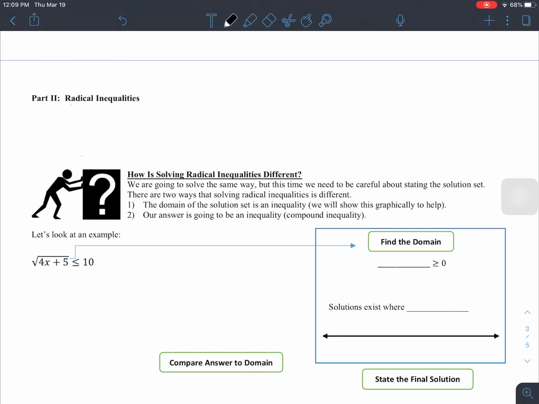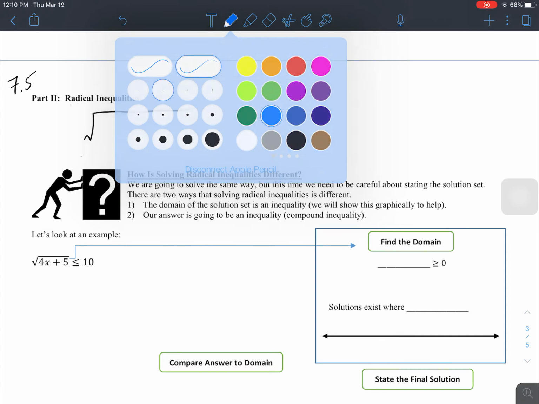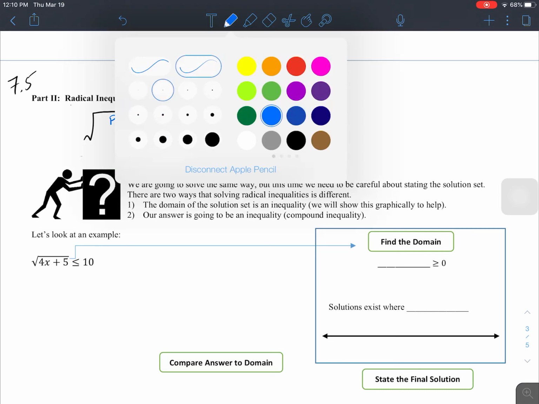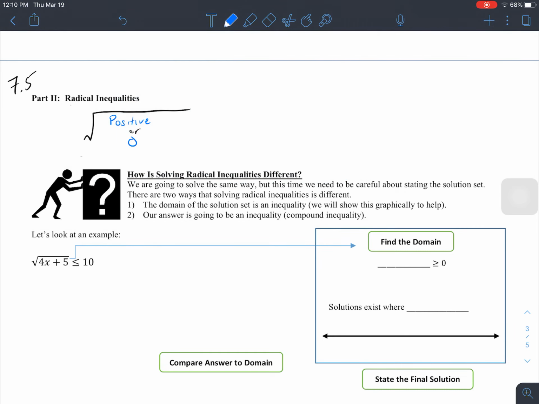In this video, we're going to look at part 2 of 7.5, which is solving radical inequalities. Now, we focused a lot on radical equations in part 1. We learned a couple of ideas, which was you can only take the square root of a positive number or 0. So this idea that inside the radical can only be either a positive number or it could also be the number 0. That is the key to even radical inequalities.